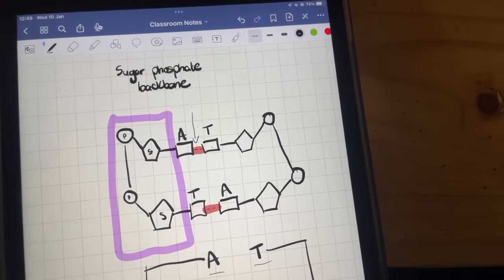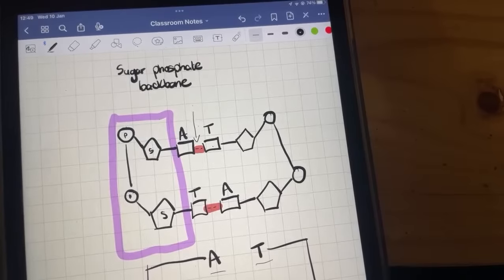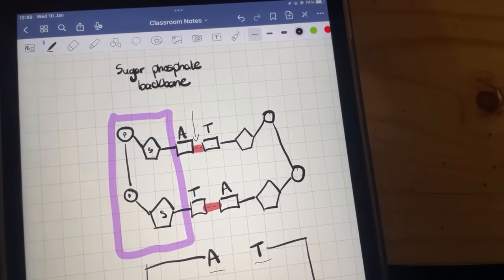Lobani, is this the same phosphate found in ATP? Yes, it is, Lobani. It's exactly the same.